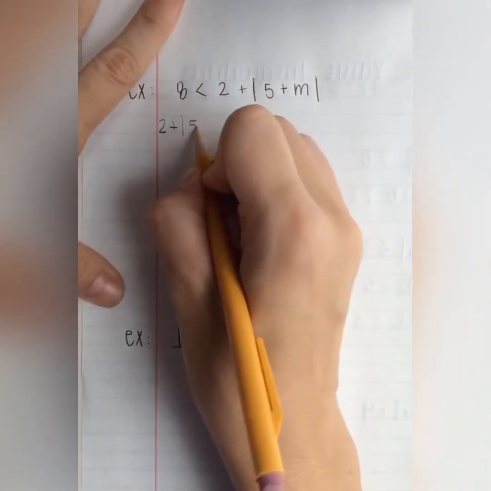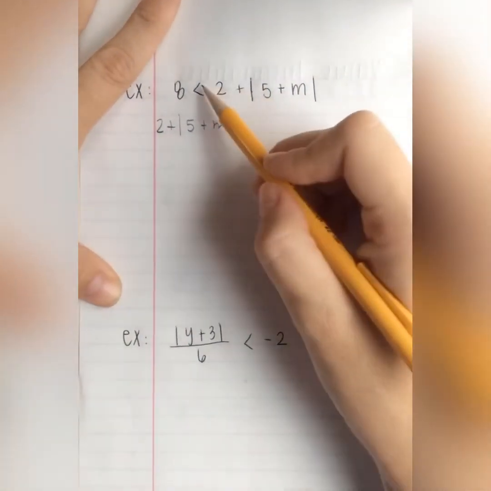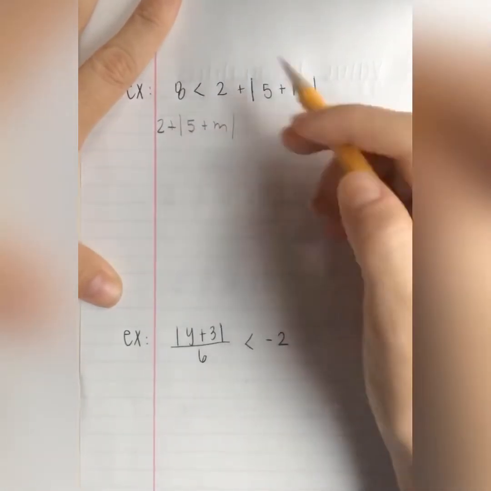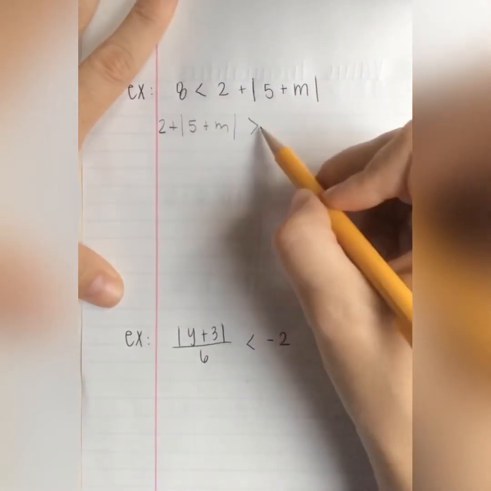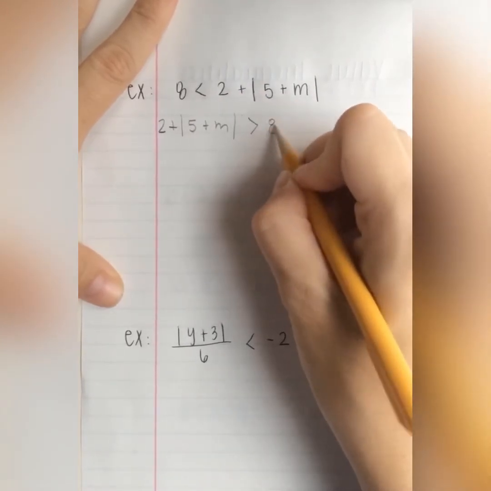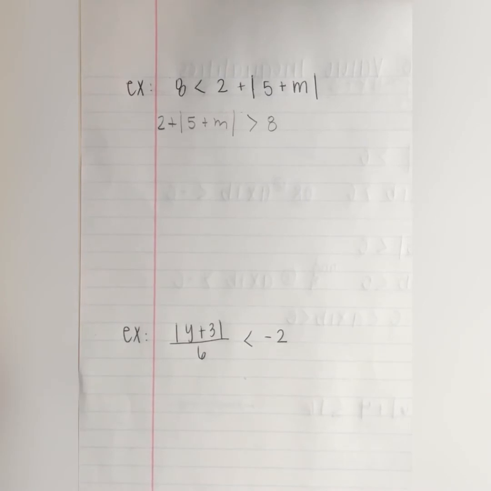2 plus the absolute value of 5 plus m, okay? We want the open mouth facing this side, so it needs to be greater than. We flipped our inequality, and then we're going to flip our 8 to the other side. Okay, and then it looks like something you are used to seeing, right?